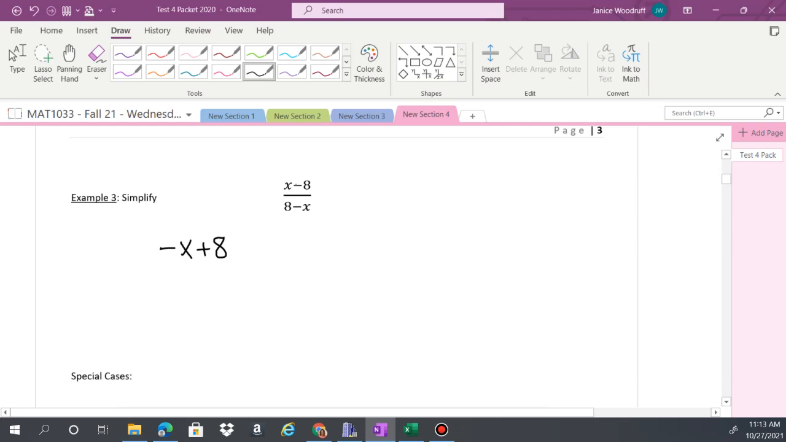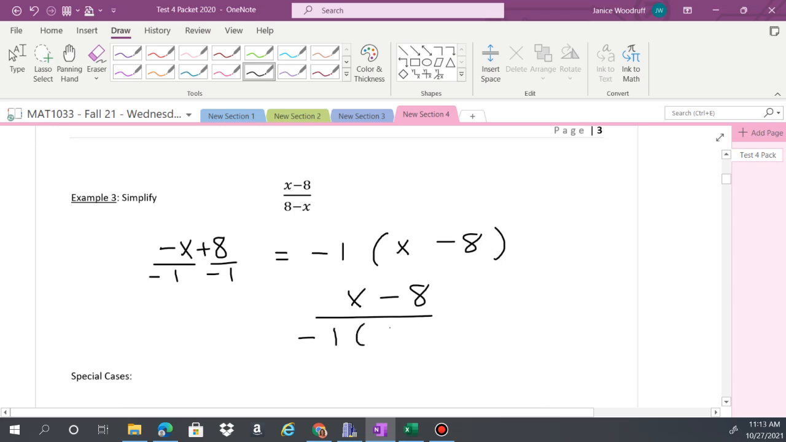Okay, so I have x minus 8 on the top. Then I have this negative x plus 8. So right now they're not actually the same. But what if I divided both of these by negative 1? If I did that, I would have a negative 1 in the front. Negative, negative here would make that positive x. And then 8 divided by negative 1 would give me negative 8. Well, then I would have x minus 8 over negative 1 times x minus 8. Now I have the same exact factor.